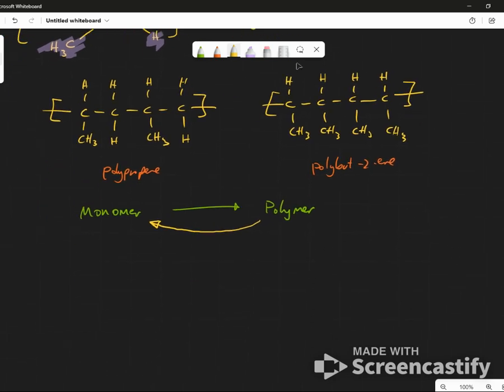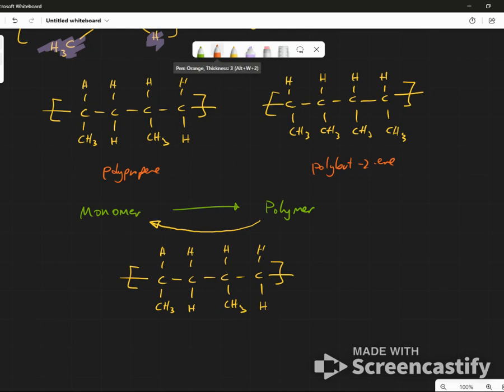I'm going to grab my polypropene. I'm going to copy it and paste it down here. There's my polypropene. Now we know what the monomer is. The monomer is propene, isn't it? But I've got the polymer. So how do I get the propene? Watch this, everyone. I pick any of these bonds. I can pick that one, I can pick that one, or I can pick that one.